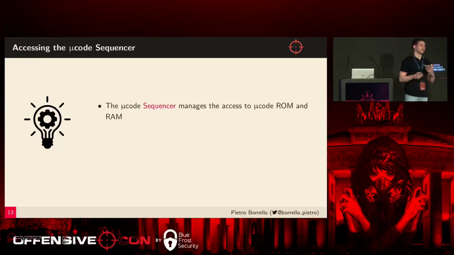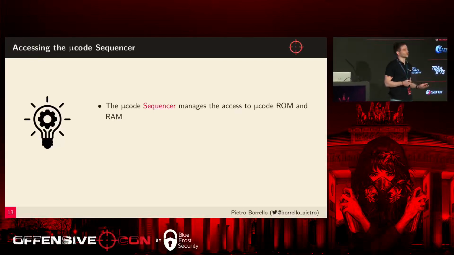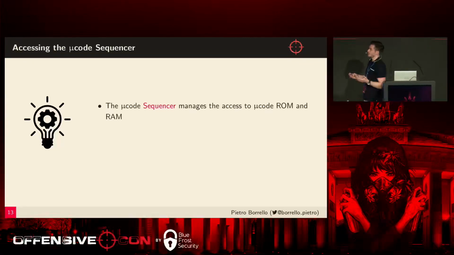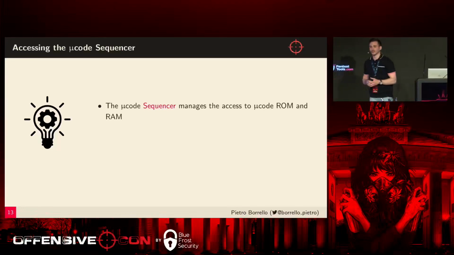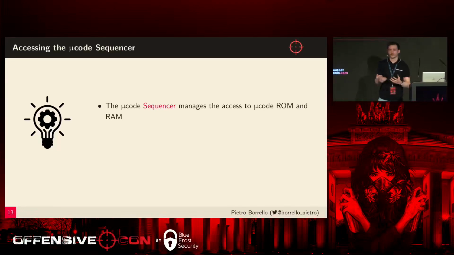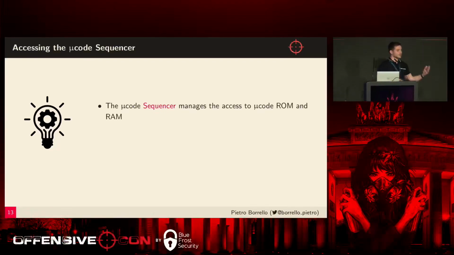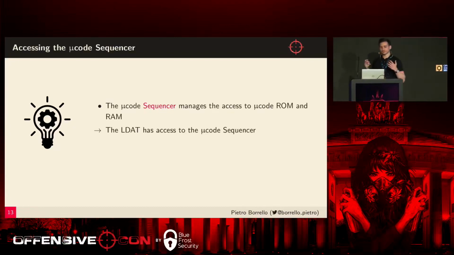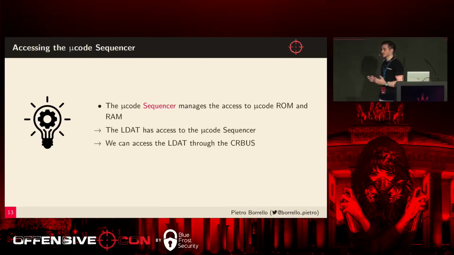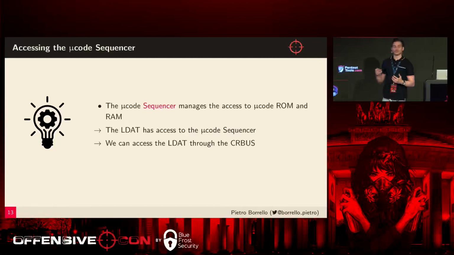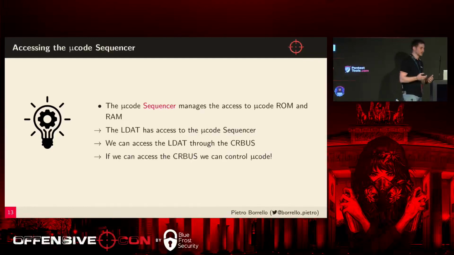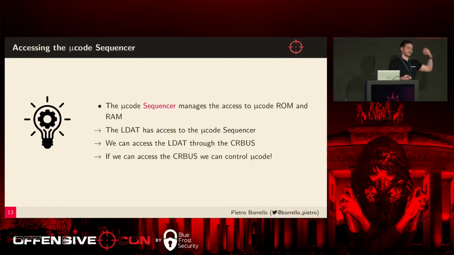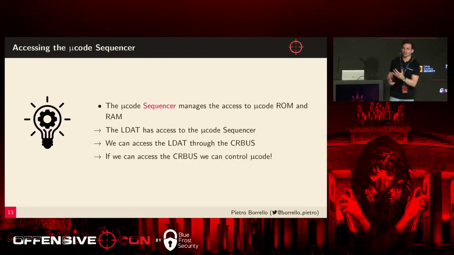So now we can try to understand where we are going. We want to access one of the most important internal components, the microcode sequencer. That is the component that controls the microcode inside the CPU. The microcode sequencer can be accessed by the LDAT for post-silicon validation. And we said that the LDAT has access to the control register bus. So if we access the control register bus, then it means that we can access the LDAT and then the microcode sequencer. So from the control register bus, we can have full control of the microcode inside the CPU.